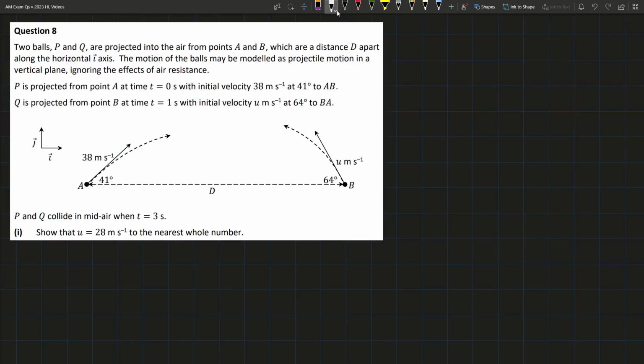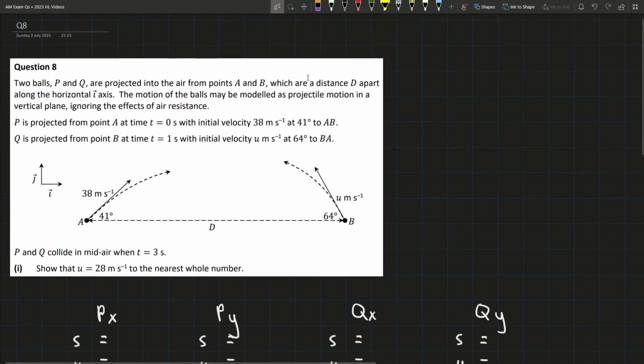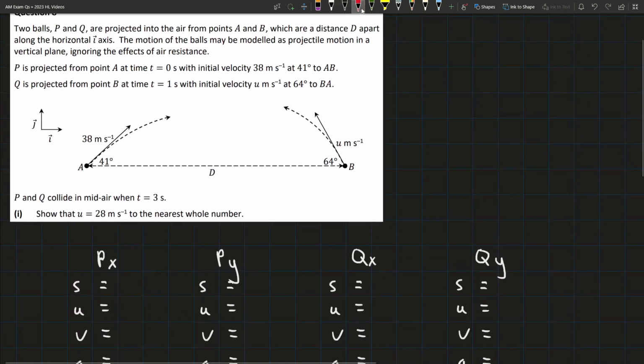So we're going to have 4 different sets of SUVAT values. We have 2 different objects and 2 different directions, so that's 4 different sets of SUVAT values. First of all, to make things a little bit easier, we'll say the point at which they collide is, for argument's sake, maybe here, okay?